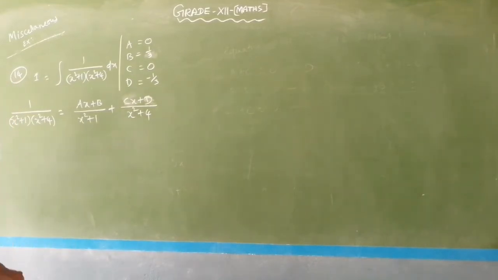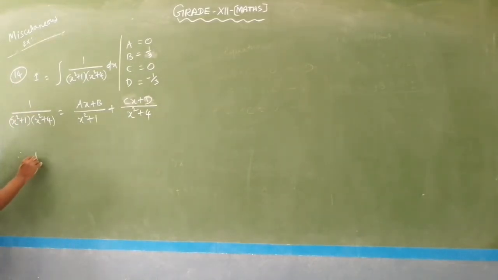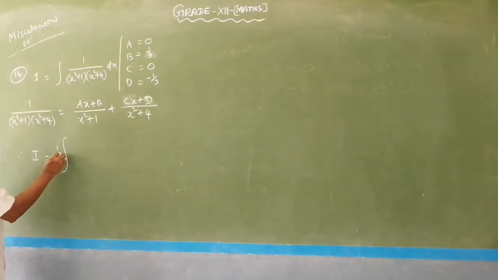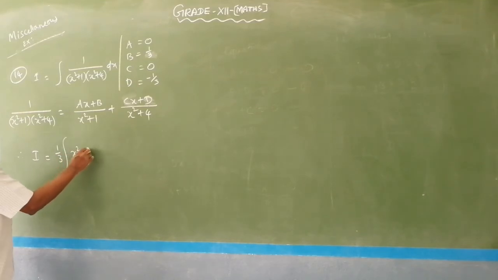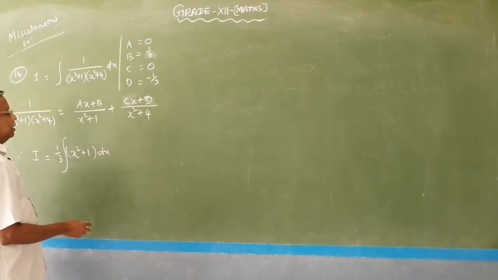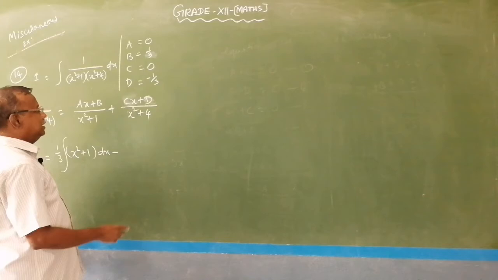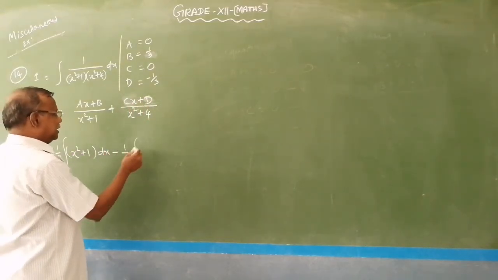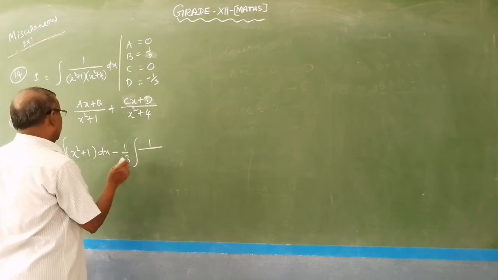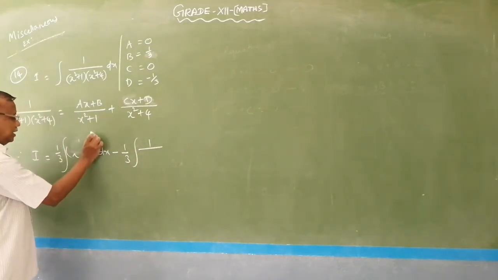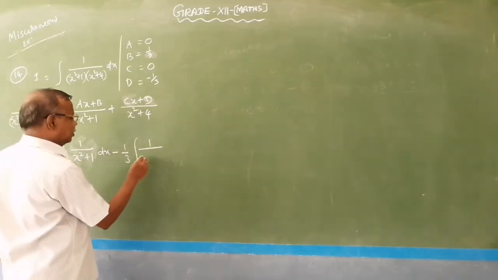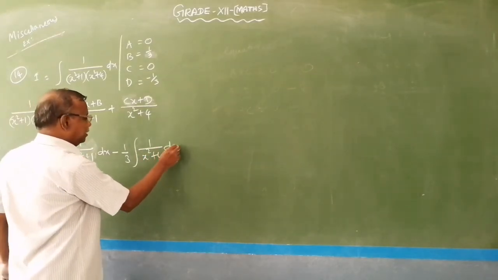Therefore, I equal to integral, a equal to 0, b equal to 1 by 3. So, 1 by 3 into x square plus 1 into dx, and minus 1 by 3, c equal to 0, d equal to minus 1 by 3. I put minus here, minus 1 by 3 into integral 1 by, I am sorry, here it is 1 by x square plus 4 into dx.